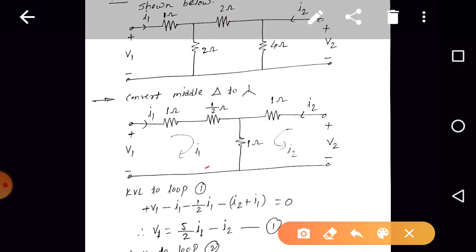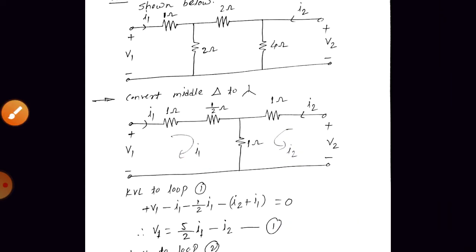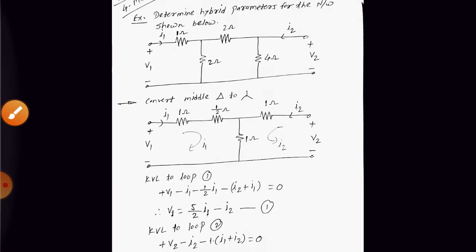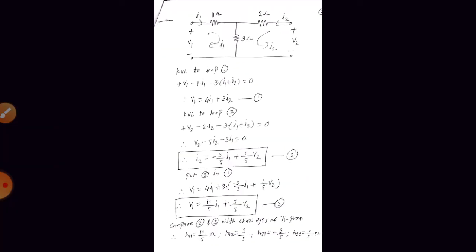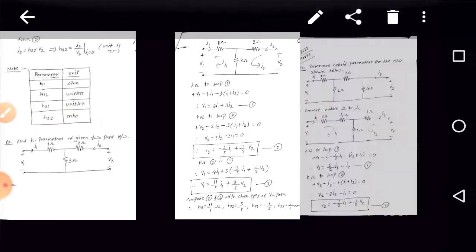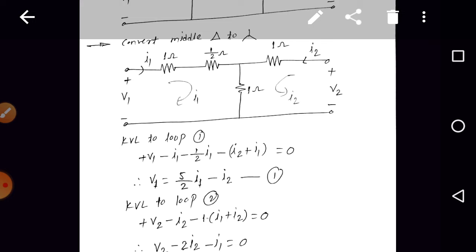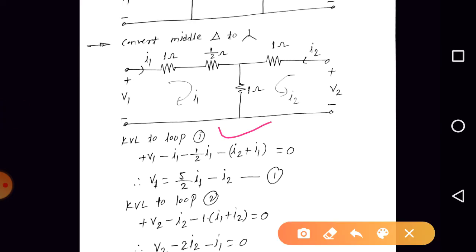So here it is loop 1, here it is loop 2. Consider loop 1 current is I1, loop 2 current is I2, right? Now when it becomes a 2 loop circuit, then we can simplify it with the same steps, same as that of the previous example. Are you getting the point, right? So next what we are going to do, apply KVL to the loop 1.